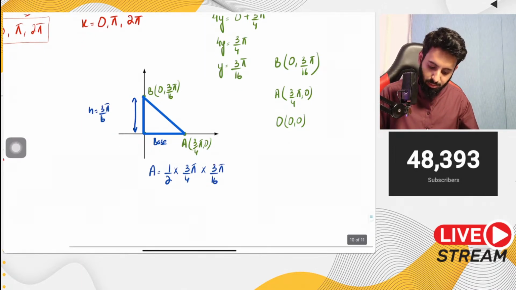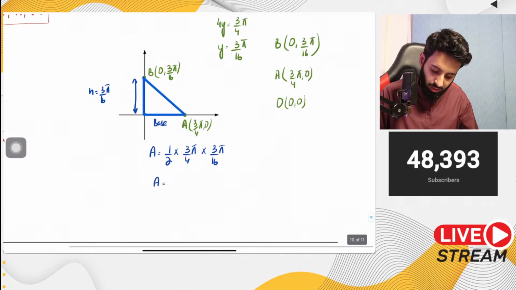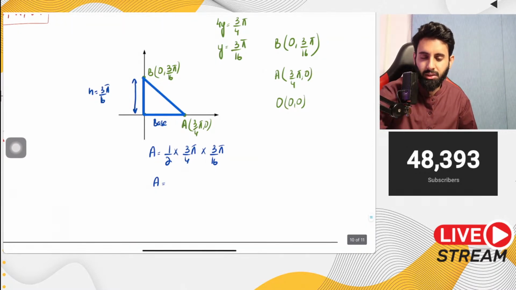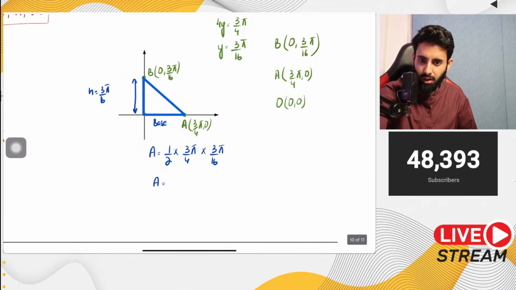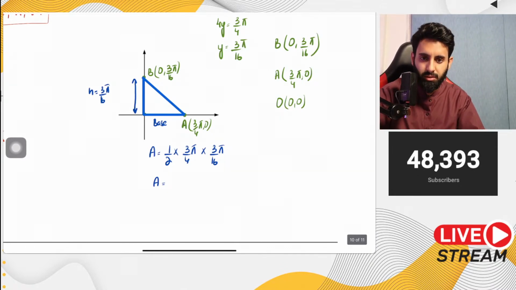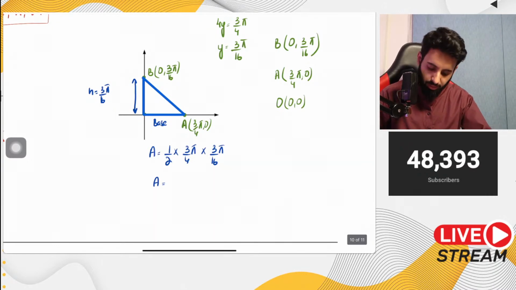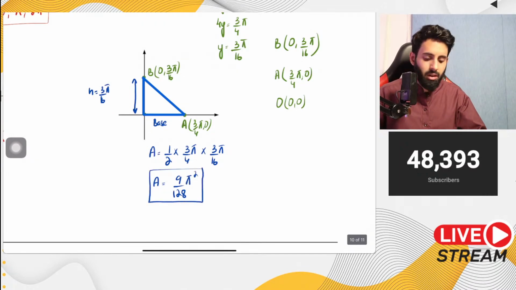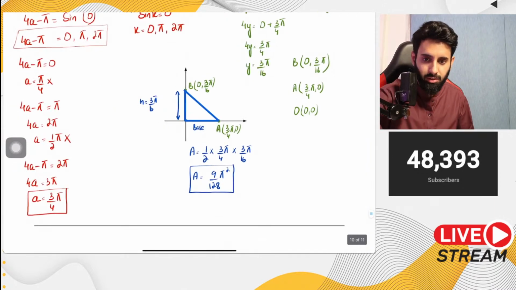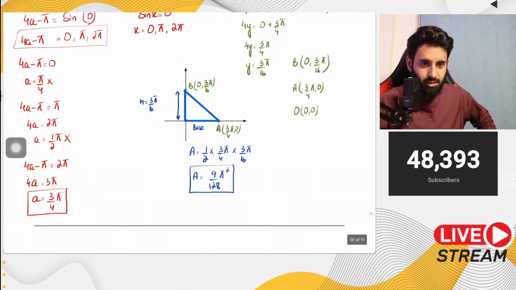So we're almost there. 3 into 3 is 9, 2 into 4 is 8, 8 into 16 is what? 128. Let me check, 8 into 16, yeah, 128. So 9 upon 128 pi square is your final answer. There you go. That's the answer.